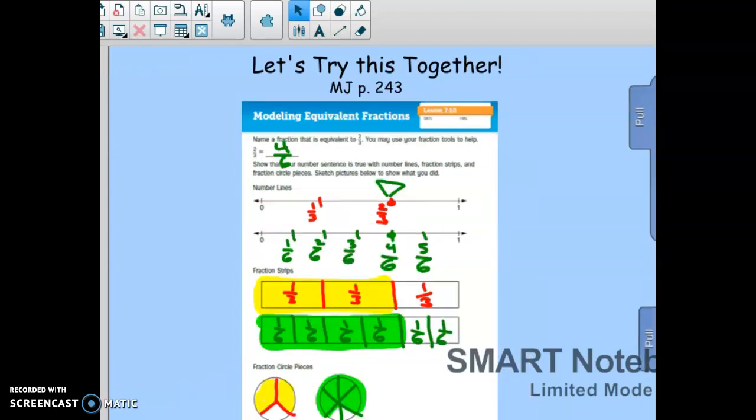When you're done, it may look something like this. The first circle is broken into thirds with 2/3 shaded, the second fraction circle is broken into sixths with 4/6 shaded. Notice how I shaded the same way so I can show the equivalent piece?